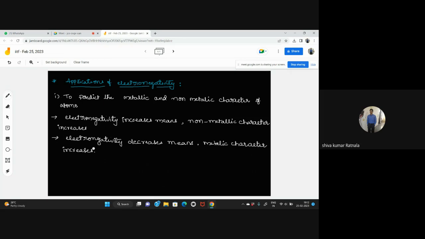Next one, second application is to predict polar and non-polar bonds.